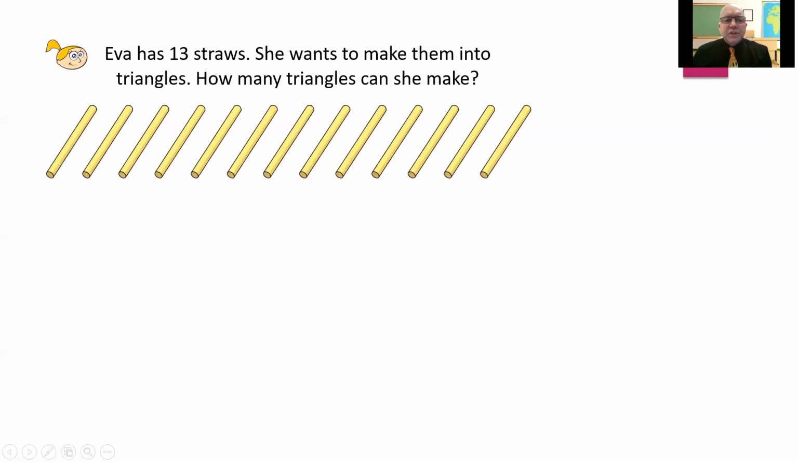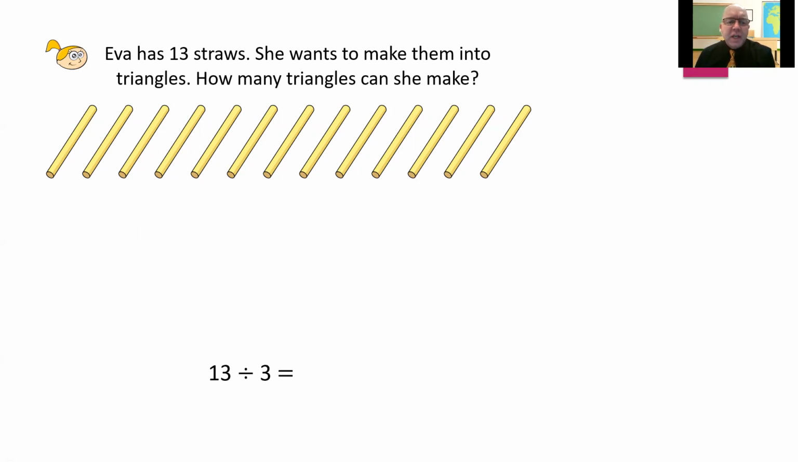Right, Eva has got 13 straws and she wants to make them into triangles. How many triangles can she make? Well, the first thing you need to know is how many sides does a triangle have? And hopefully you all know it's 3. So we're dividing by 3 in this question. But let's have a look. Let's do it in a practical way. Let's actually build the triangles.